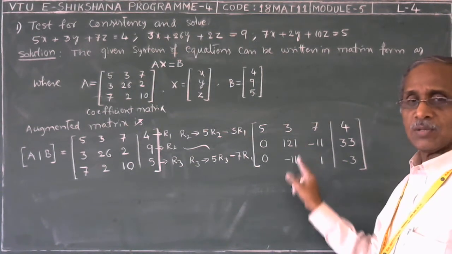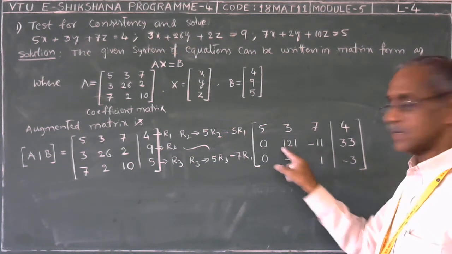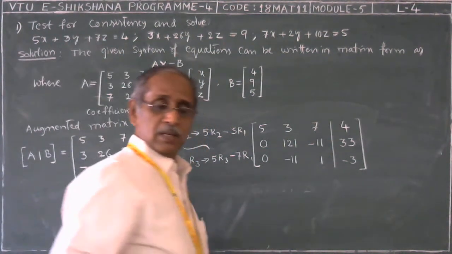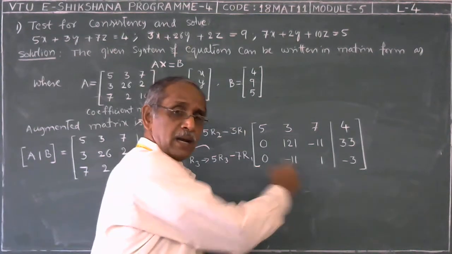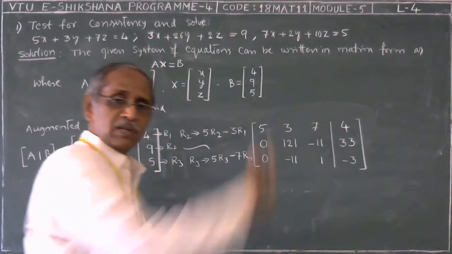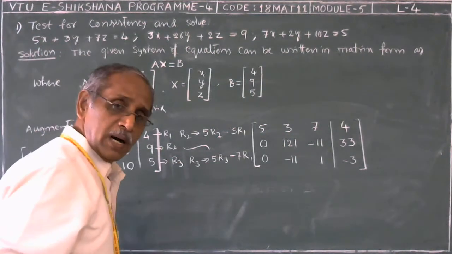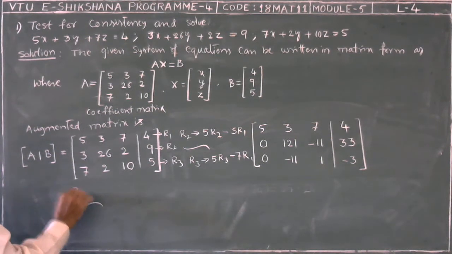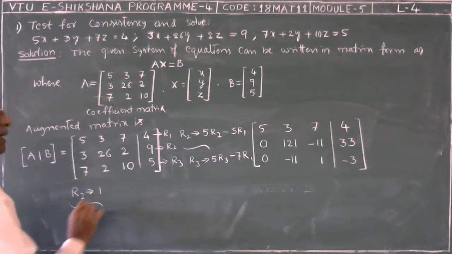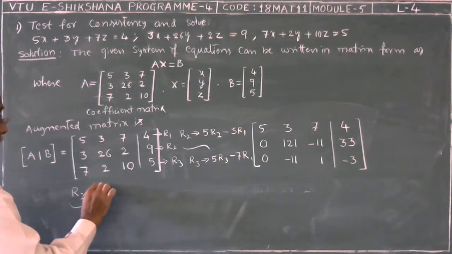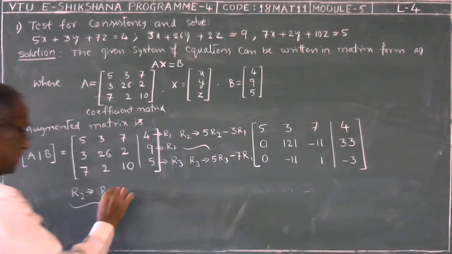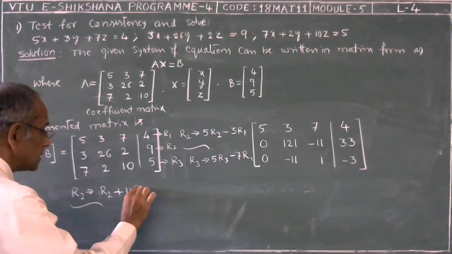Otherwise, use R3 to make these two entries 0, because this is not an echelon form. This is not an echelon form. So there are two ways of doing it. One way is to divide row 2 by 11 and then subtract or add with this to make this element 0. Otherwise, we can always use R3 to make changes in R2. So let us see this. This is equivalent to R2 changing with the operation R2 plus 11 times R3.